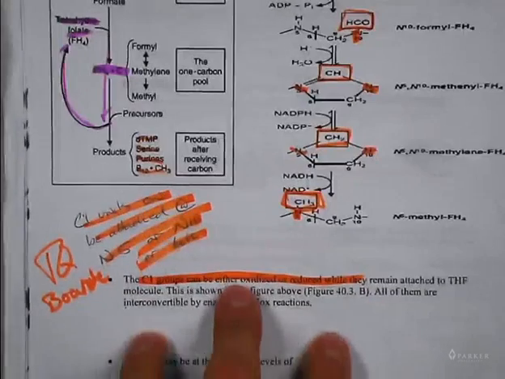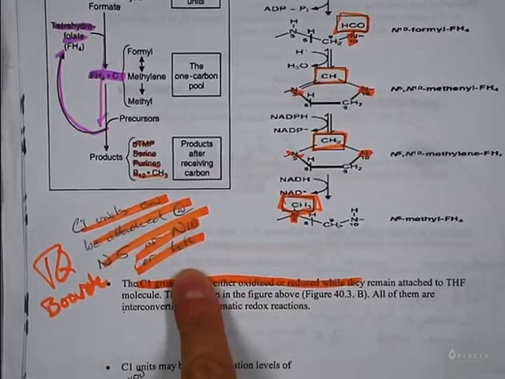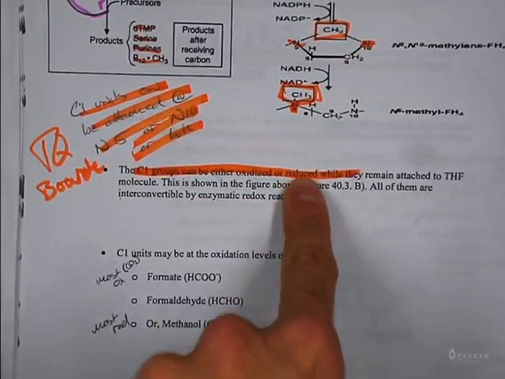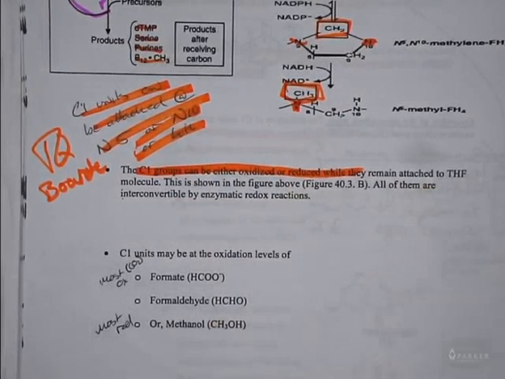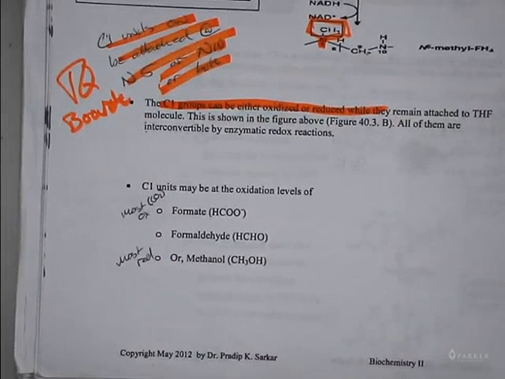Okay. So C1 units can be attached at N5 or N10 or both. That's your test question, so make sure you know that. They can be juggled and moved around. They can be oxidized or reduced or moved while they remain attached, so they're not just stable. Now, this chart is going to be in both places. I want you to write this in because you have to know this. The most oxidized form of C1 is transferred by who?